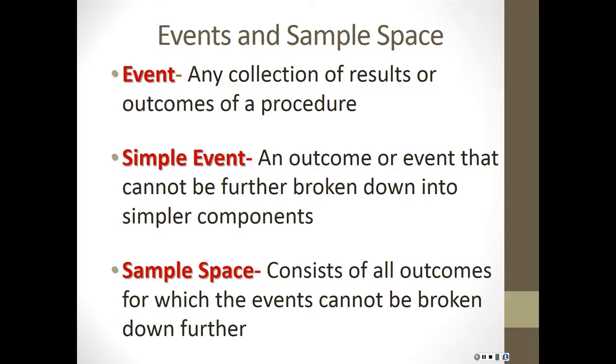If you draw a card out of a shuffled deck of 52 cards, there's 52 different outcomes for that because there's 52 very different cards in that deck. So the simple event is the outcome that can't be broken down into simpler components. But a compound event is, for example, maybe I'm going to flip a coin and then draw a card. Or draw a card and then flip a coin, which is pretty much the same thing.